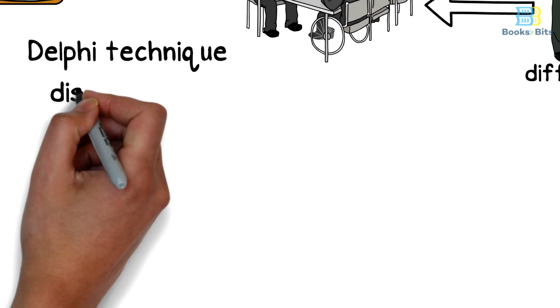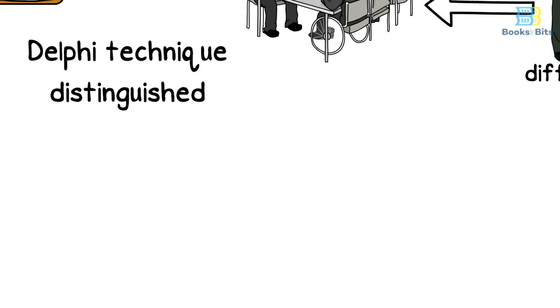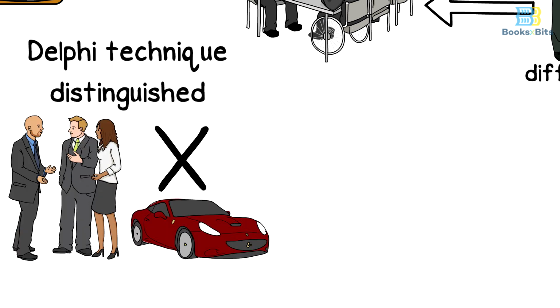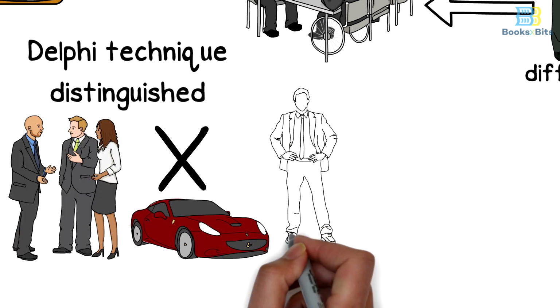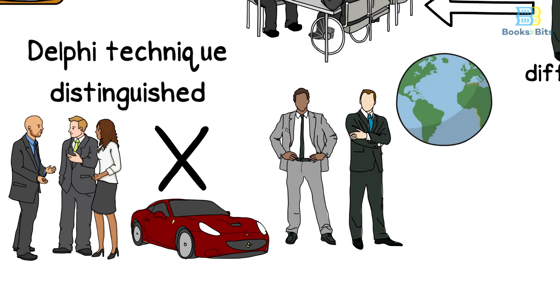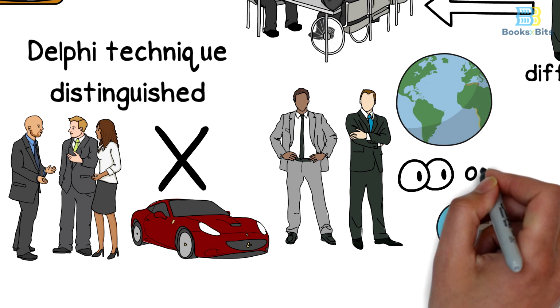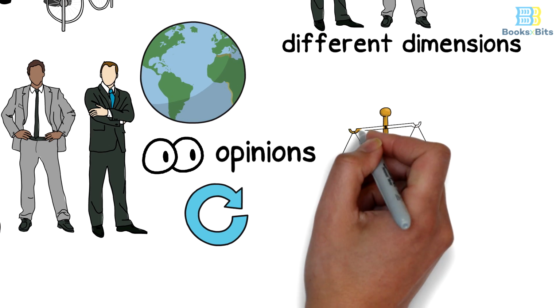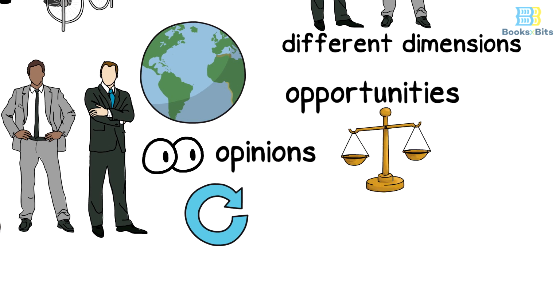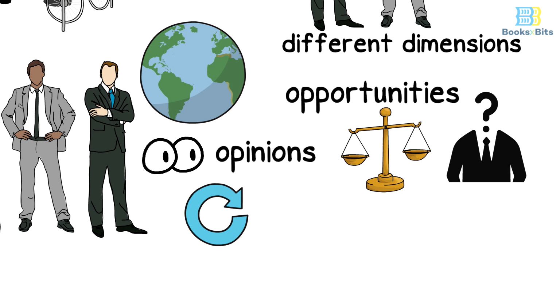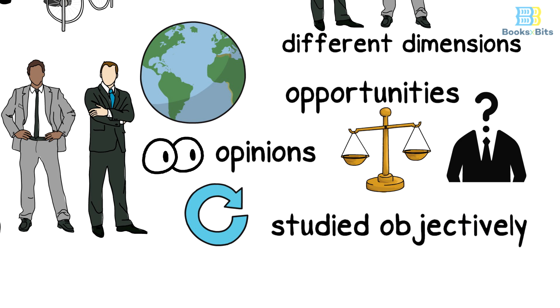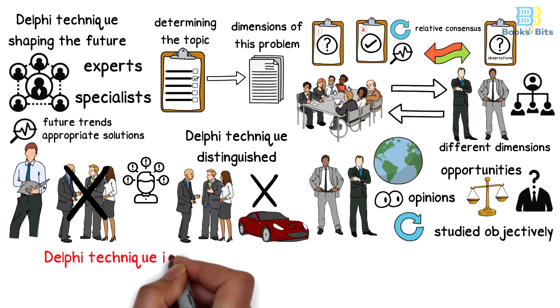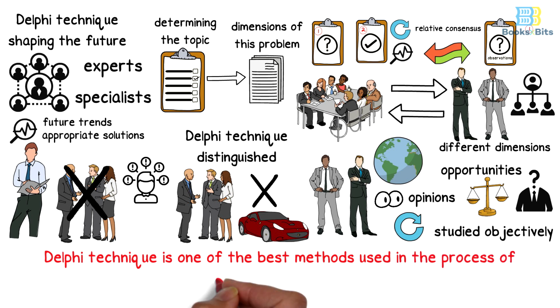Delphi technique is distinguished from others by many features, the most important of which are: it doesn't require meetings or the hassle of moving from one place to another. A large number of experts and consultants from different countries of the world participate in it. This technique allows experts and consultants to reconsider their opinions. This technique gives equal opportunities to all its participants, and the identity of the participating experts is not disclosed, and therefore the problem is studied objectively. Bit to remember: Delphi technique is one of the best methods used in the process of shaping the future.